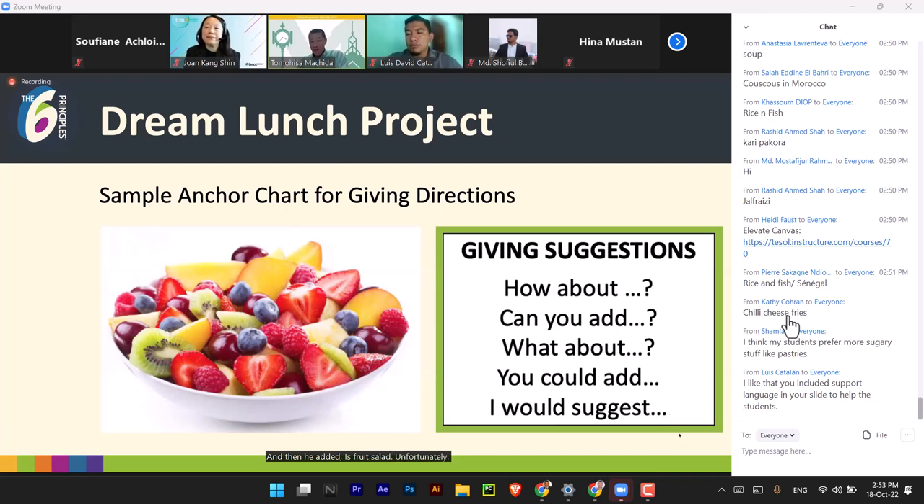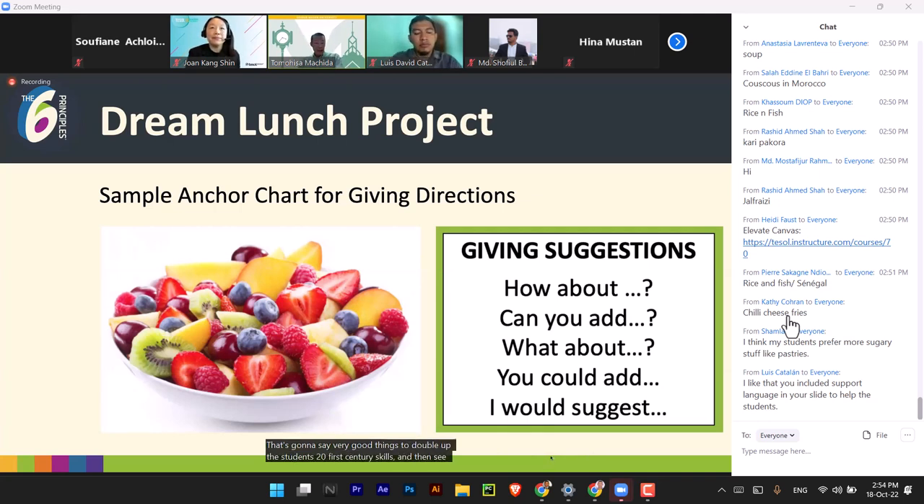Unfortunately, his menu was not selected as a winner, but they enjoyed communicating with each other in English. And Ayako was very satisfied, because students used the learned expressions and also used this anchor chart. So those kinds of activities, integrating ideas from other subjects, and those topics are very relevant to students. That's going to be a very good way to develop the students' 21st century skills.